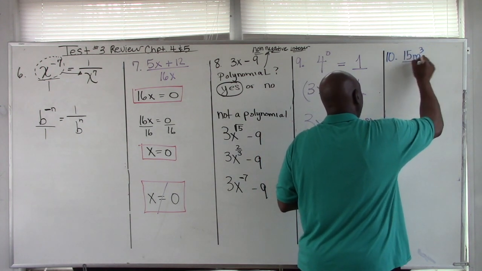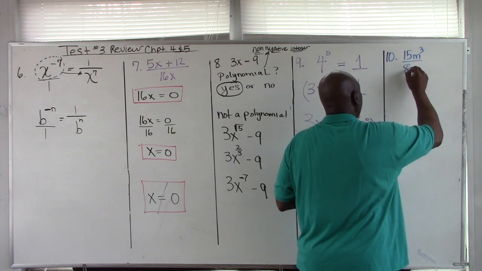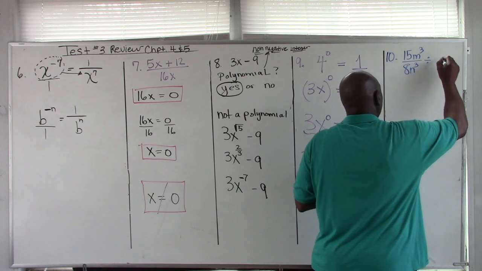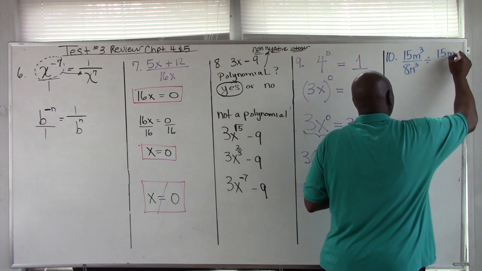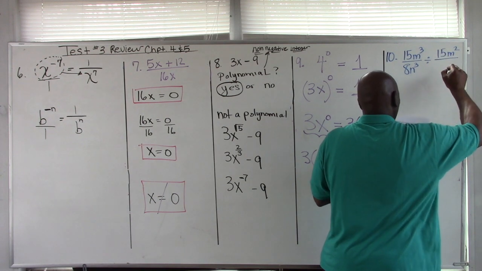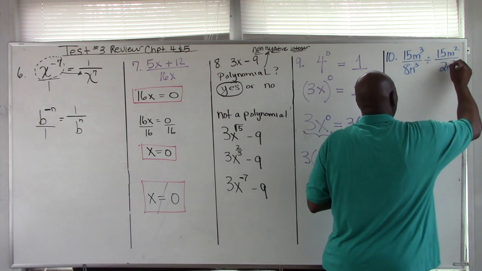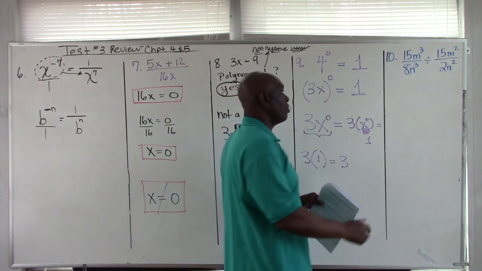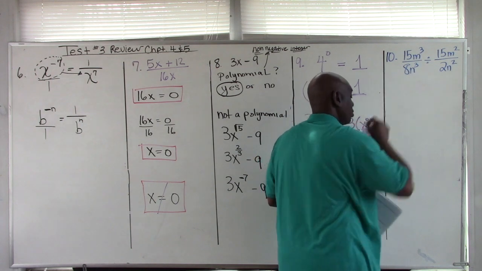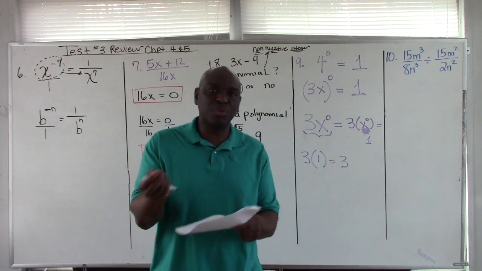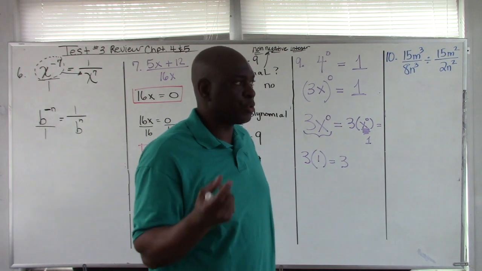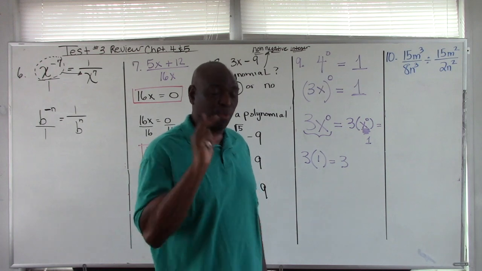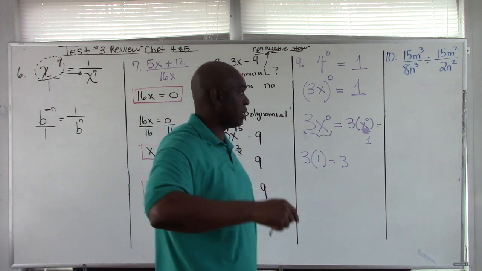m cubed over 8n cubed divided by 15m squared over 2n squared. What we have to recall here is that whenever you are dividing two ratios, you must always remember to multiply by the reciprocal of the latter ratio.